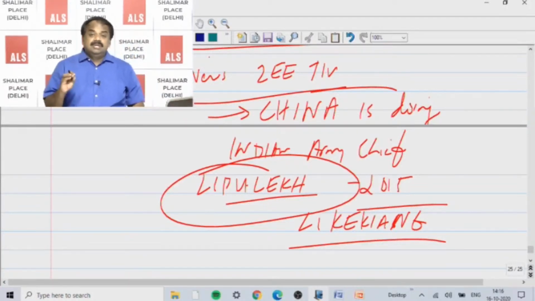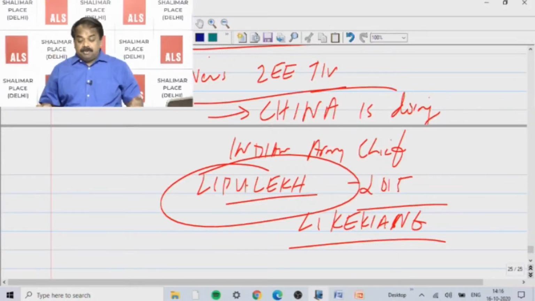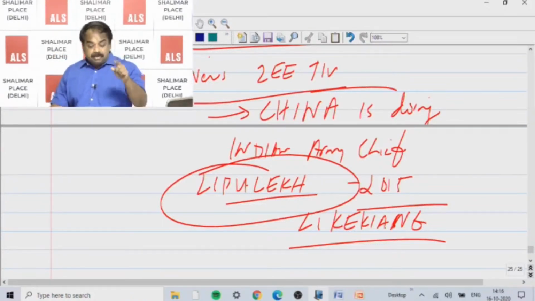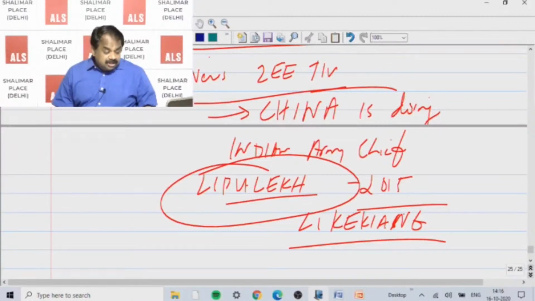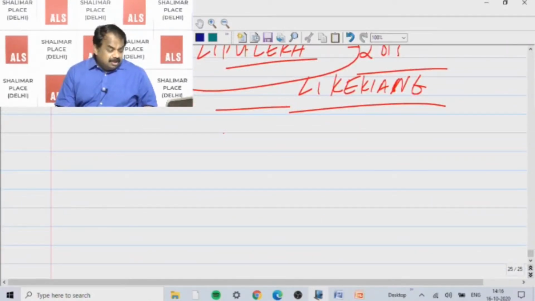So that means this Lipulekh issue is not a new one. That's what Nepal is always saying. They have protested even before, and Nepal was protesting. So that is the situation as far as Lipulekh and this 335 square kilometers area is concerned. So now, what is the conclusion or the final comment?